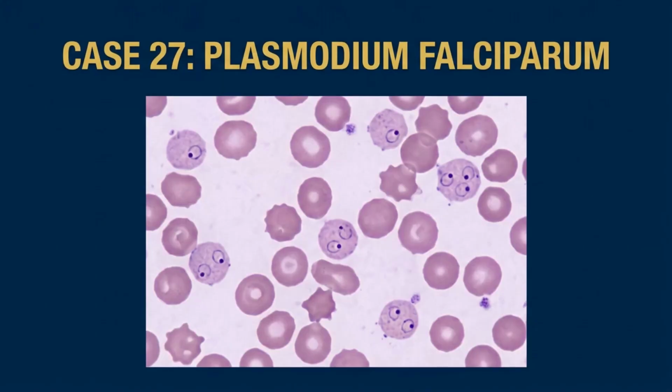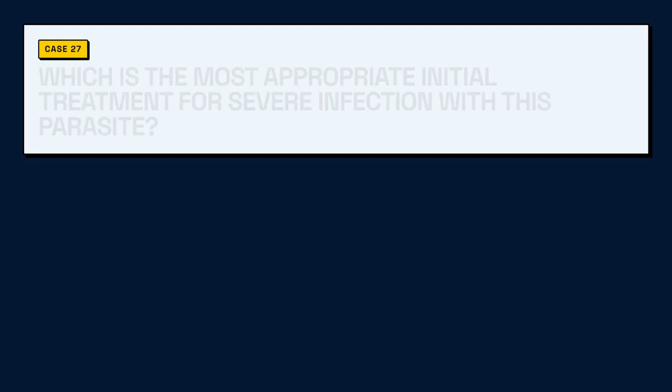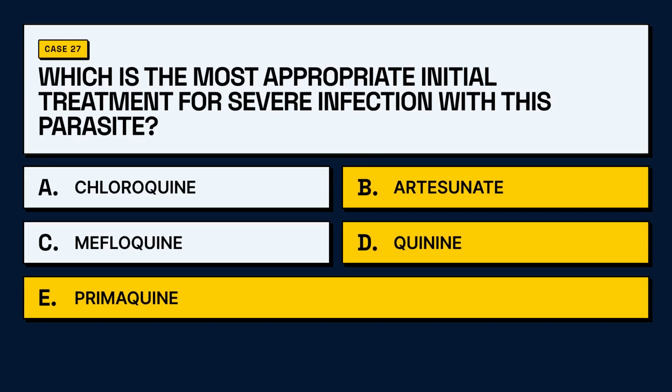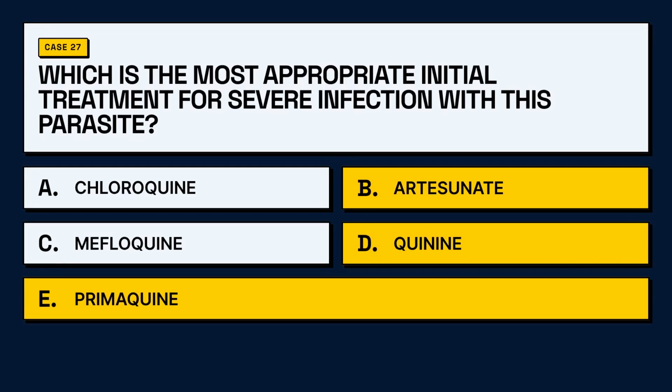Case 27. A 30-year-old traveller returning from sub-Saharan Africa presents with cyclical fevers and jaundice. Peripheral smear reveals ring-formed trophozoites within red blood cells. What is the most appropriate initial treatment for severe infection with this parasite? A. Chloroquine, B. Intravenous artesunate, C. Mefloquine, D. Oral quinine, or E. Primaquine? Pause and select. The correct answer is B.